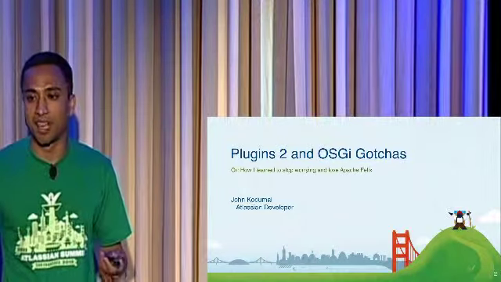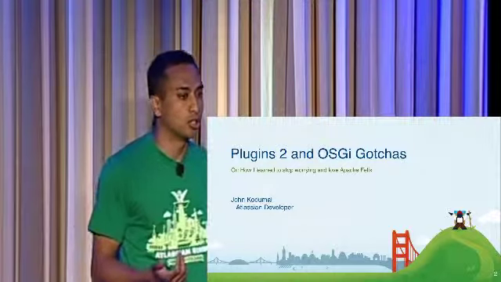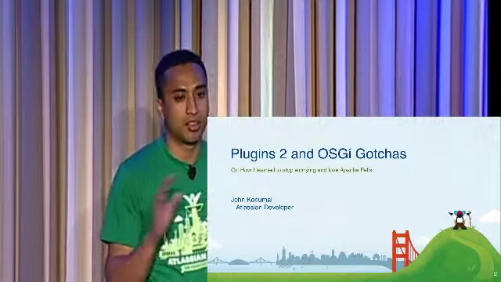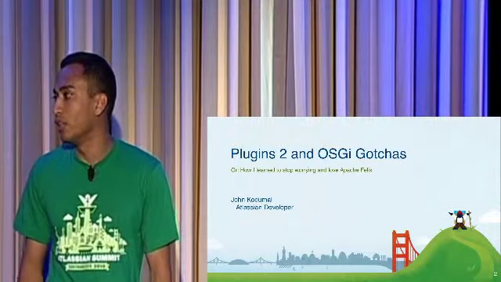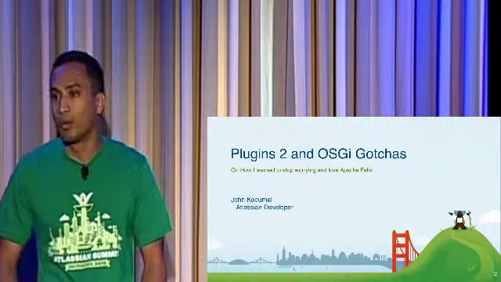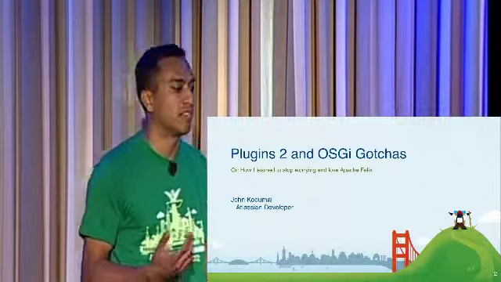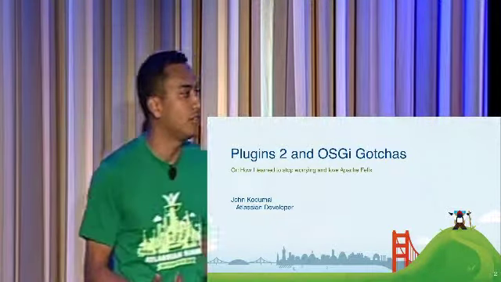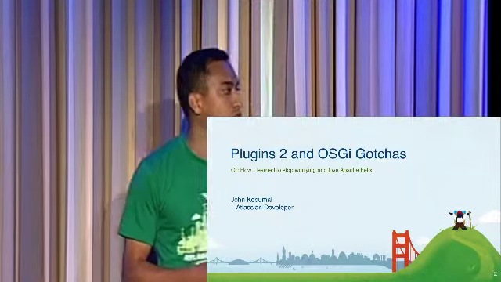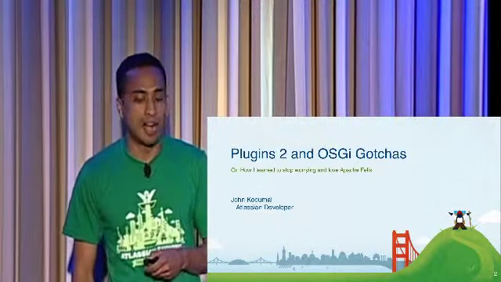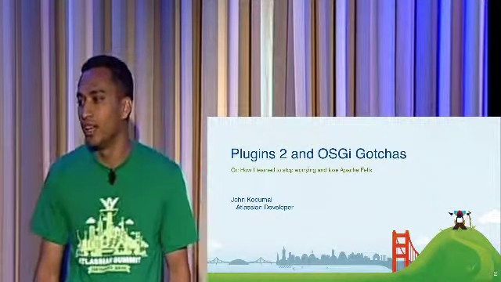So we built things like the Jira 4 dashboard, and the OpenSocial gadget stuff that you see there. That's all plugins 2 cross-product plugins. And we also built the new Universal Plugin Manager. So we're pretty intimately familiar with building large cross-product plugins, and with the plugins 2 system. So I thought it'd be a good thing to give a little bit of an overview of plugins 2 and how it interacts with OSGi and problems that you might run into as an OSGi developer.